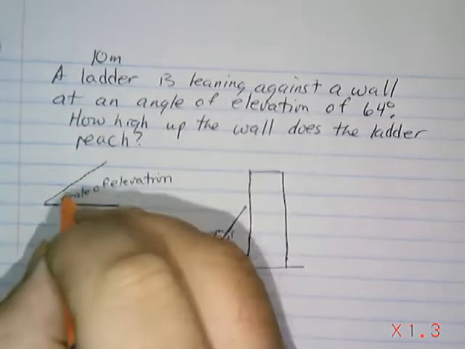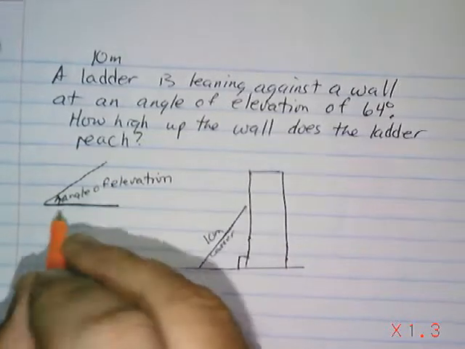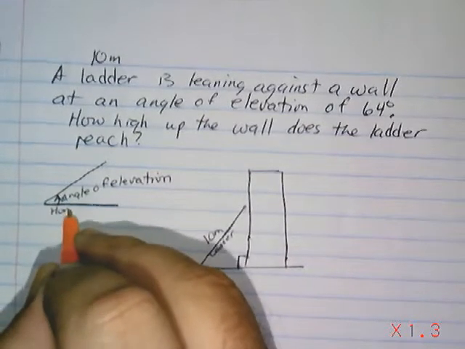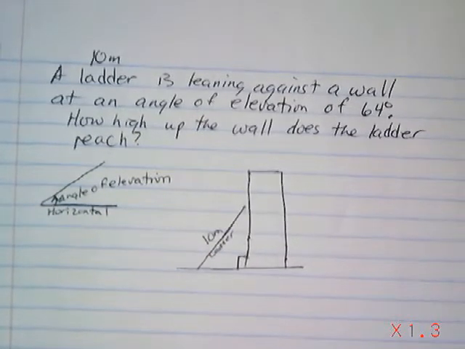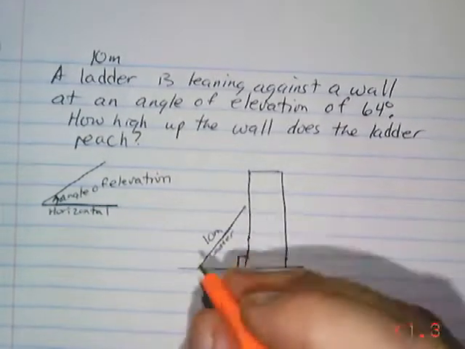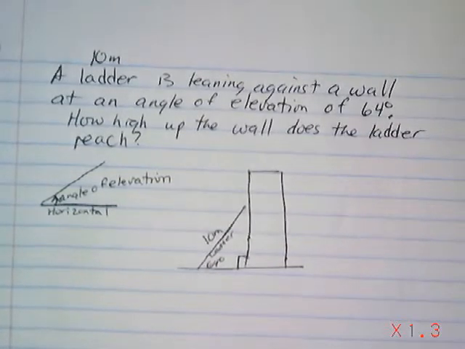So the ladder reaches 8.987 meters, don't forget the units, up the wall. Word problem requires a word answer. Okay.